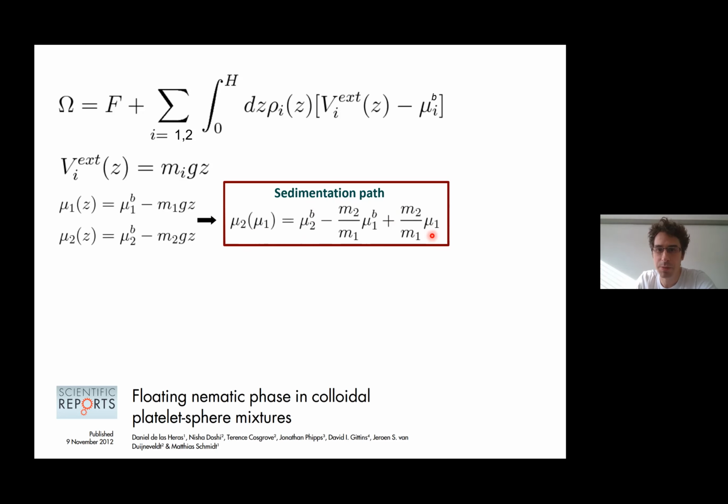So this is proportional to mu1, and this is the proportionality constant, which is the ratio between the buoyant masses. I will explain what this means later. And then we have some constant. And this sedimentation path, although it maybe looks like a complex mathematical object, when you represent it graphically, you immediately see what the relation between the sedimentation path and the stacking sequence under gravity is. So let me show you this.